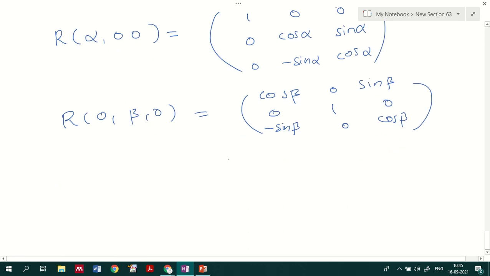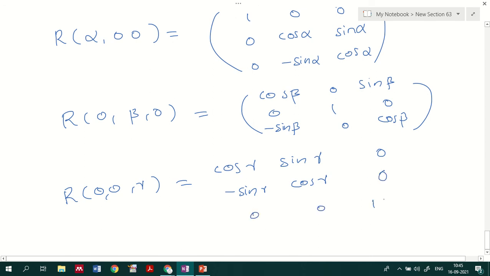There are 3 independent parameters that we have here. So R(0, 0, gamma) is equal to cos gamma sin gamma 0, minus sin gamma cos gamma 0, and 0 0 1. This is how you will have the representation of the different values when representing the SO(2) and SO(3) cases.